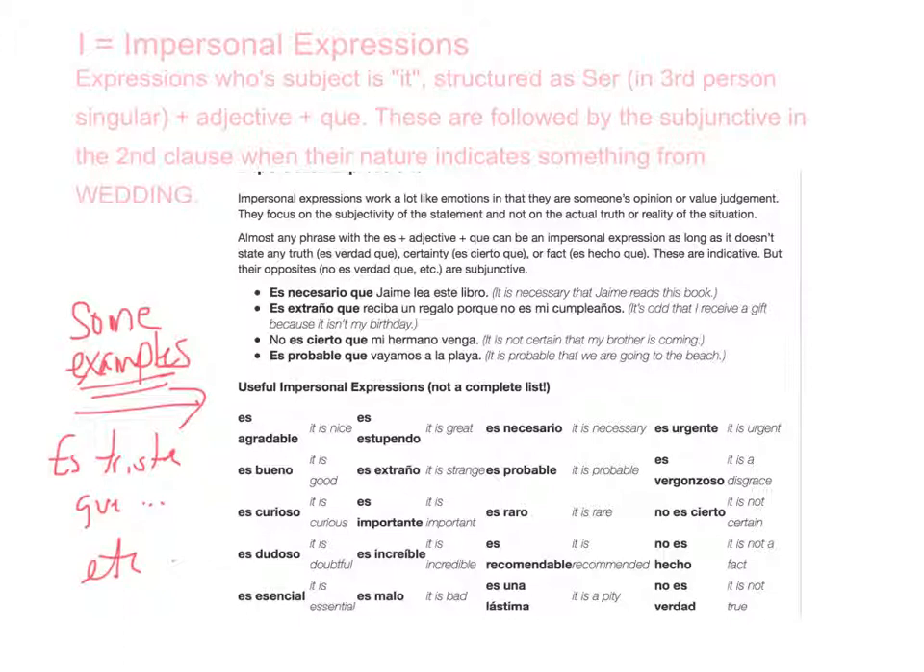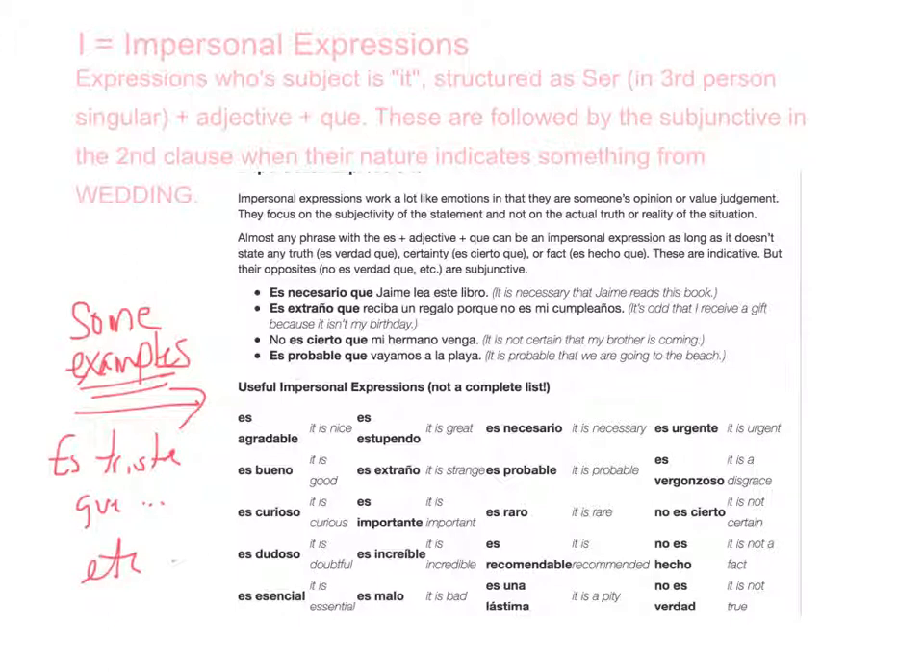The I from wedding stands for an impersonal expression. An impersonal expression is an expression whose subject is it, structured as ser in the third person singular plus an adjective plus K, like es blank K, or fue blank K, será blank K. These are followed by the subjunctive in the second clause when their nature indicates something from wedding. So when the nature of the impersonal expression indicates a wish, a will, a want, an emotion, a doubt, a disbelief, or a denial of something, you will use the subjunctive in the second part of the sentence, as it explains in this cropped image that I have here.